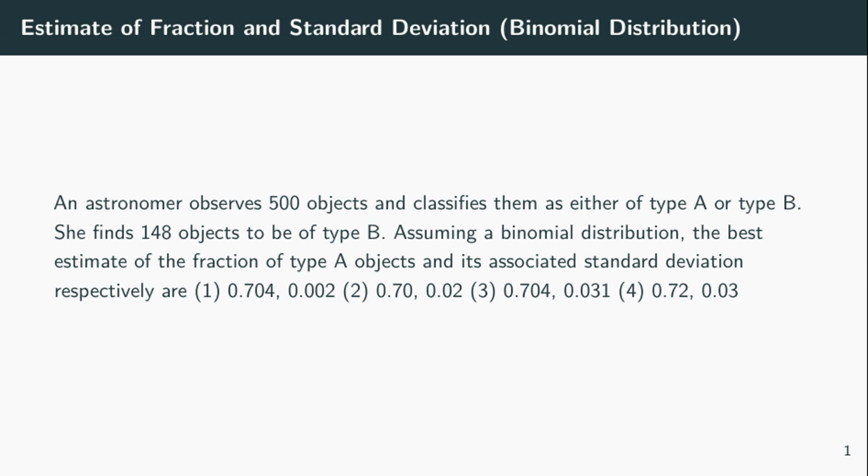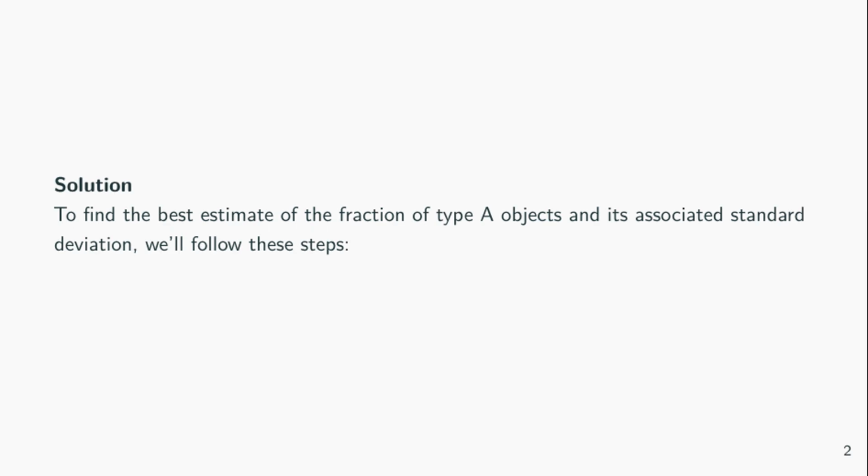We've got a few options here for the fraction and the standard deviation: option 1, 0.704 and 0.002; option 2, 0.70 and 0.02; option 3, 0.704 and 0.031; option 4, 0.72 and 0.03. Let's figure out which one is correct. Alright, so to find the best estimate for the fraction of type A objects and its standard deviation, we're going to break it down into a few steps.